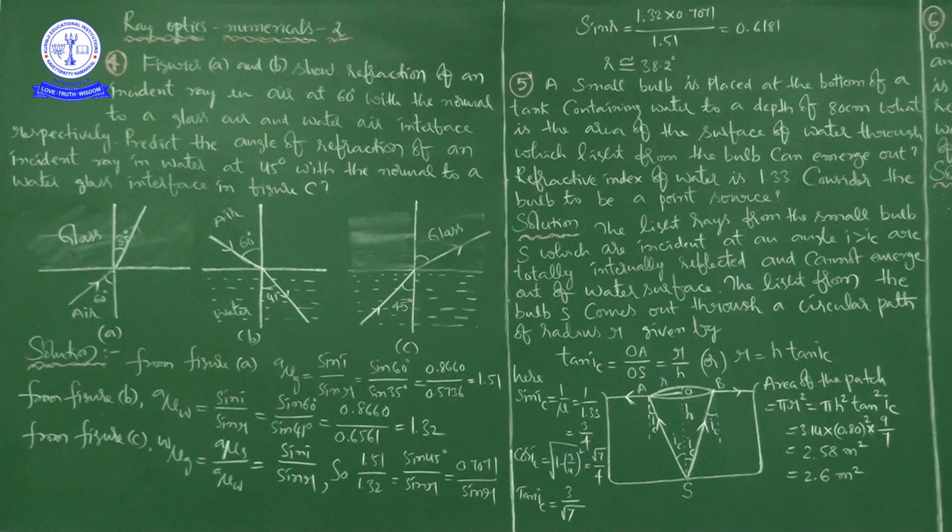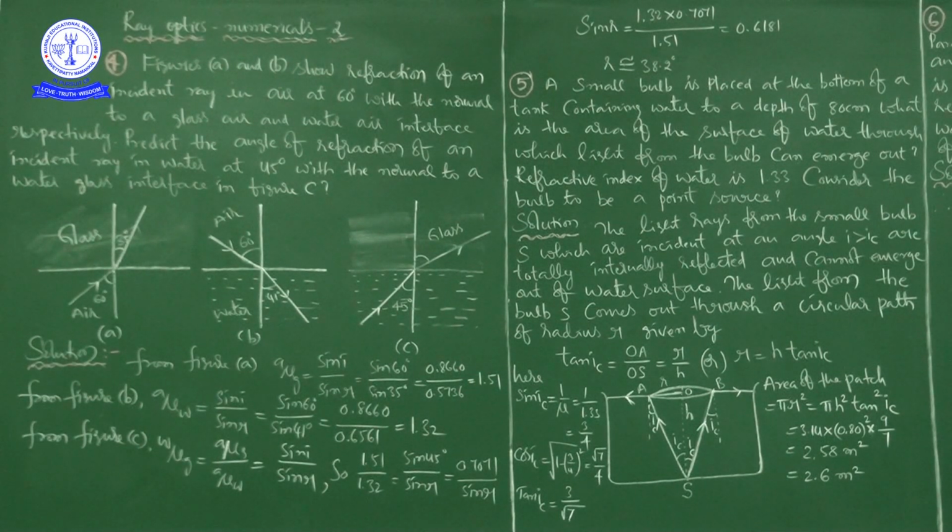So A mu G is equal to sin I by sin R. Here I is 60 degrees, R is 35 degrees, so sin 60 degrees by sin 35 degrees. The value of sin 60 degrees is 0.8660, and sin 35 degrees is 0.5736, which gives 1.51.